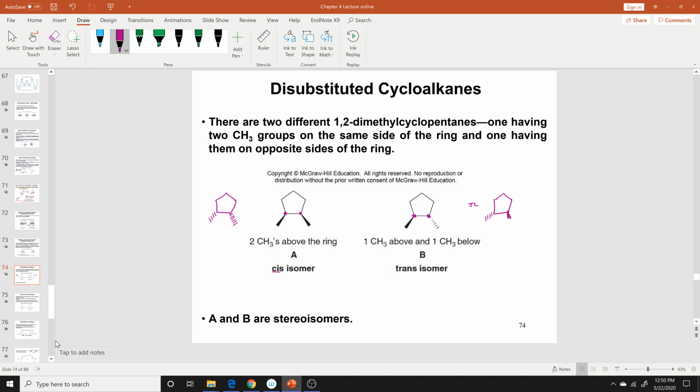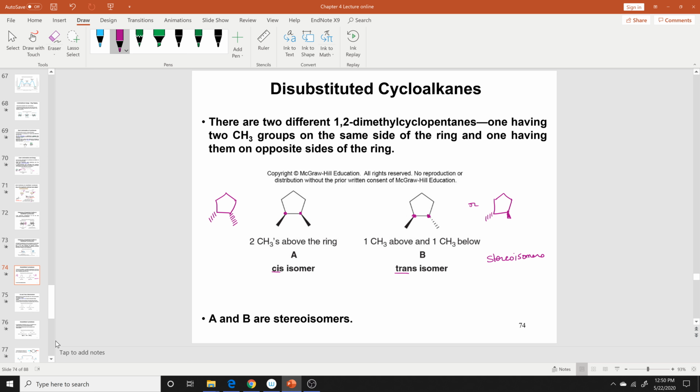These isomers, we call them stereoisomers. They are a type of stereoisomers. Stereoisomers is a broad definition of isomers that basically have the same molecular formula, but they have different arrangement of atoms in space. So far we've seen conformers to be a type of stereoisomers. Another type of stereoisomers is basically the cis and the trans.